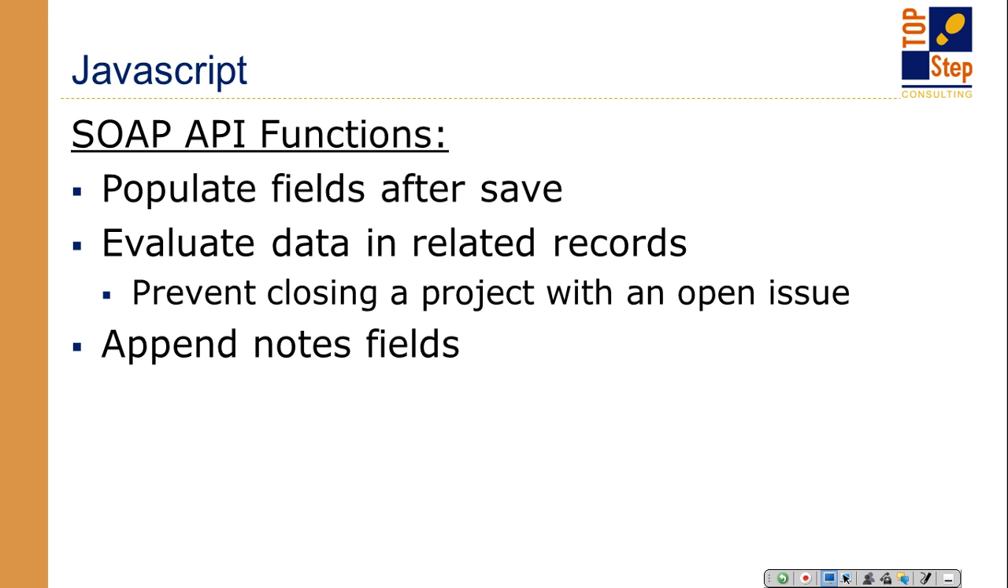The other powerful thing you can do is evaluate data in related records. So the example in NetSuite's documentation for this is prevent closing a project with an open issue. So it'll look at all of the issues related to the project, see if any of them are still open, and then prevent the project from being saved in a particular project stage.